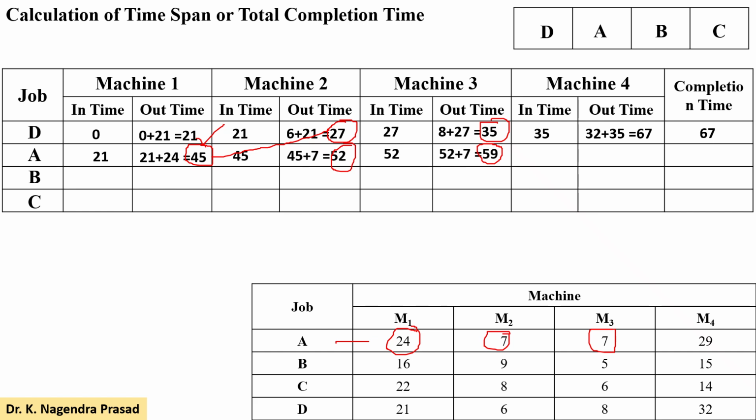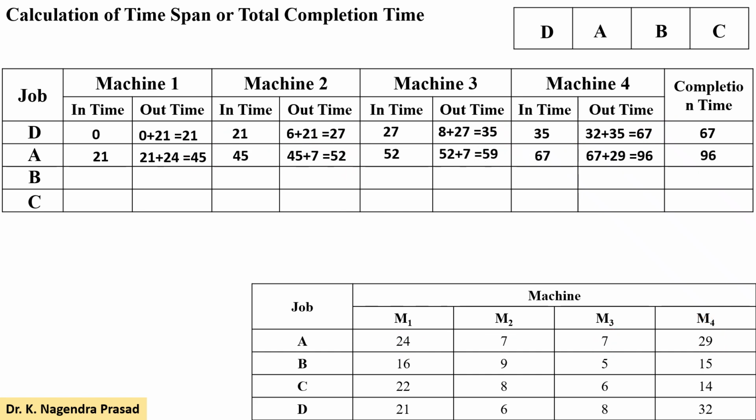Then it should be engaged with machine 4. But machine 4 is busy up to 67 hours with job D. So after 67 hours only machine 4 will be free. So in time for job A on machine 4 is 67. So among these two, the highest value you have to enter. So 67 is the highest value, and the processing time is 29. So 67 plus 29 is equal to 96, and the completion time for job A is 96.